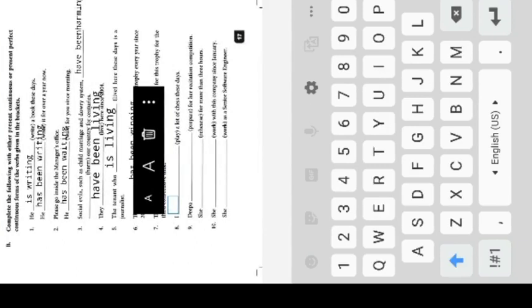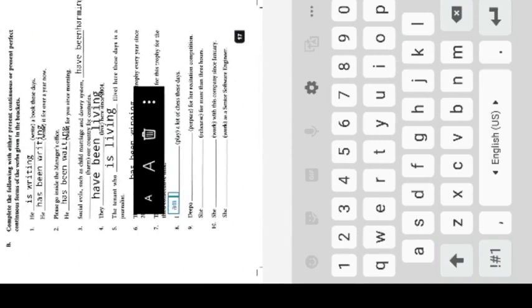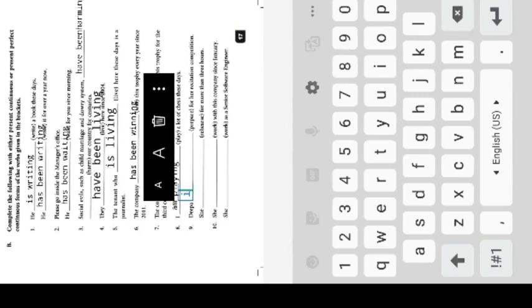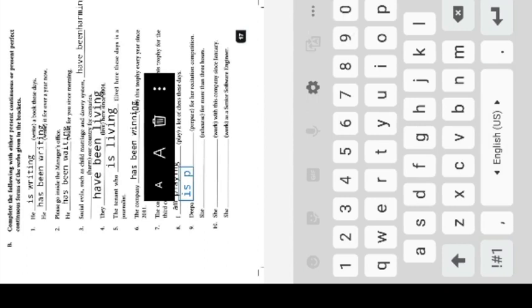Next, I ___ play a lot of chess these days. I am playing a lot of chess these days. Deepa ___ prepare for her recitation competition. Deepa is. There is no "for" here; "for" is not the preposition in this case. So Deepa is preparing for her recitation competition.